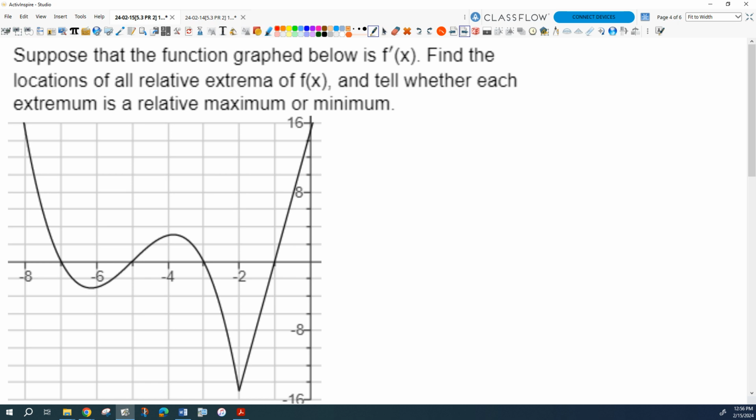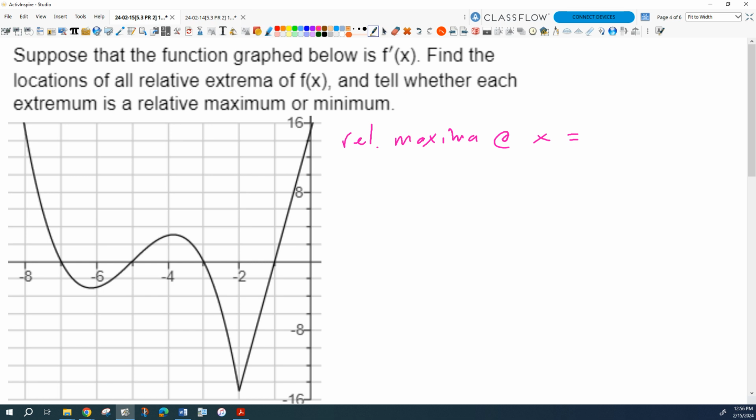Okay, another one. There's a derivative function. So again, you guys tell me, let's just jump right to the answers. Where do we have relative maxima at x equals what values? -7, -3. Yeah, it'd be there, wouldn't it?